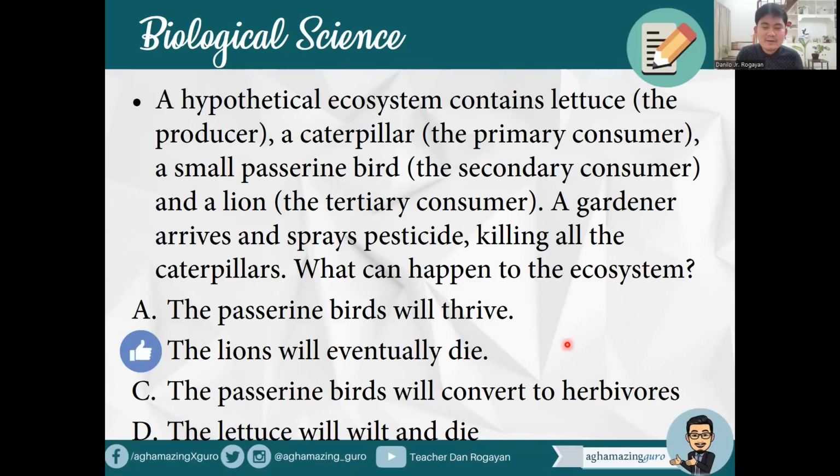So what happened to the ecosystem? Not really, no. So we're actually talking about the trophic levels, the feeding relationship, which will actually affect the diet.